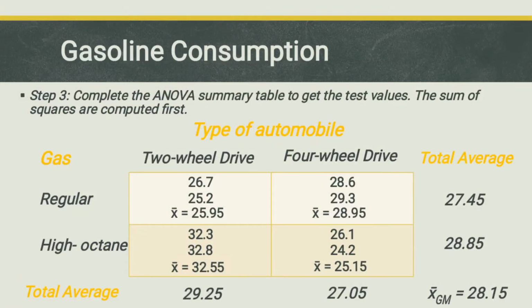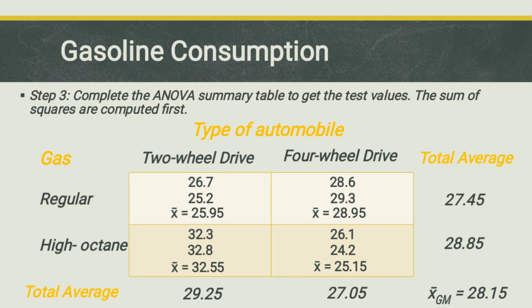Step 3, complete the ANOVA summary table to get the test values. The sum of squares are computed first. So para makuha natin ang sum of squares, kunin muna natin yung mean of the data values each group and also the total average and the grand mean. For regular, 2-wheel drive and 4-wheel drive, we have a total average of 27.45. For high octane, 2-wheel drive and 4-wheel drive, you have a total average of 28.85.